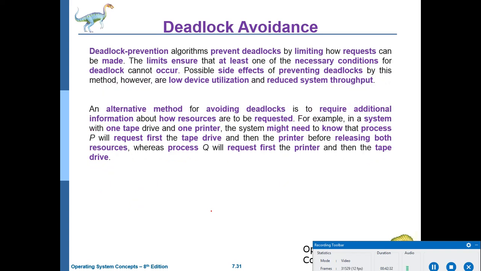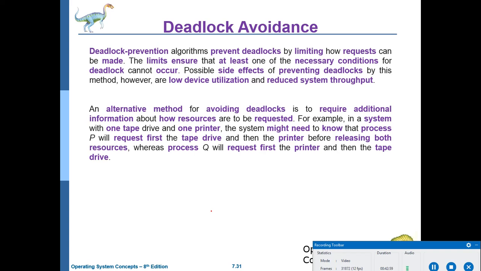Now we come to deadlock avoidance. Deadlock prevention algorithms prevent deadlocks by limiting how requests can be made. This ensures that at least one of the necessary conditions cannot occur. There can be possible side effects, which are low device utilization and reduced throughput of the system. These are some of the disadvantages of deadlock prevention.